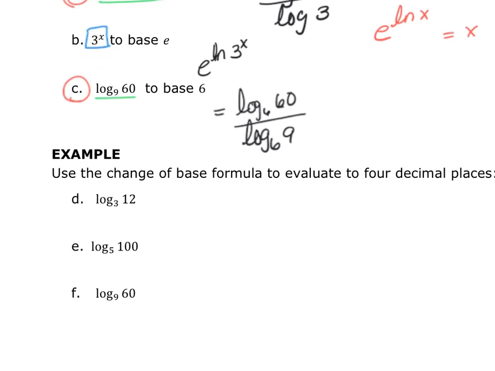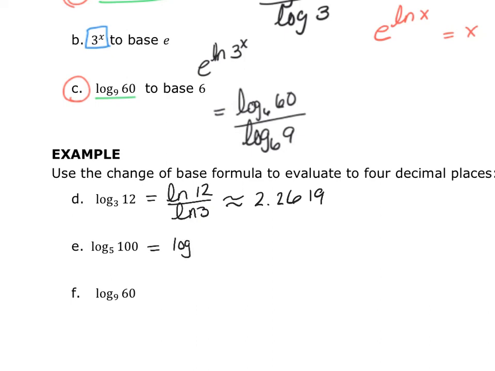My last 3 examples, I want you to use the change of base, and it doesn't matter if you use natural log or common log. I want you to use the change of base and evaluate these to 4 decimal places. For this first one, I'm going to use the natural log. So I'm going to write this as the natural log of 12 over the natural log of 3. And in my calculator, I get approximately, to 4 decimal places, 2.2619.